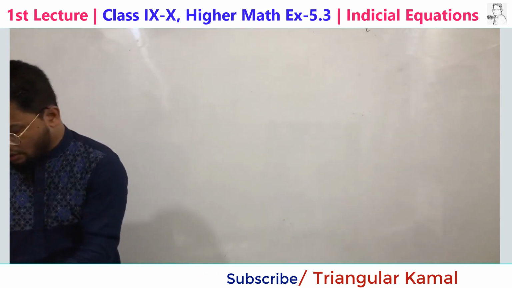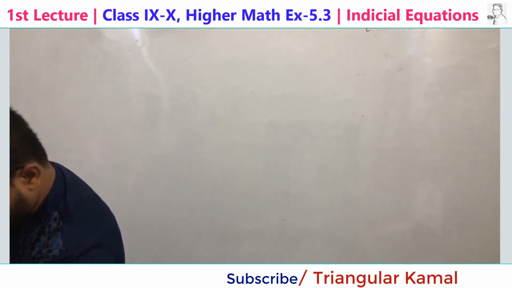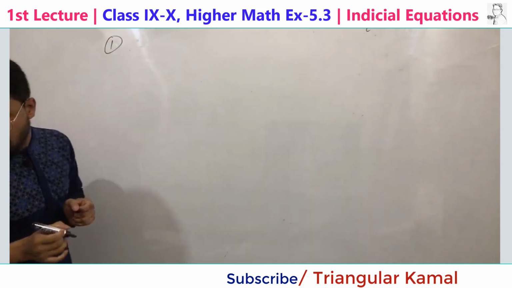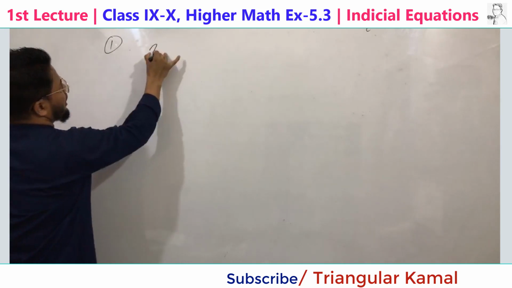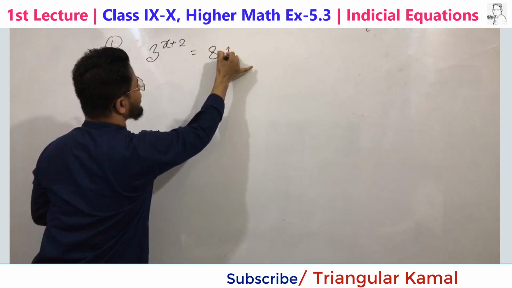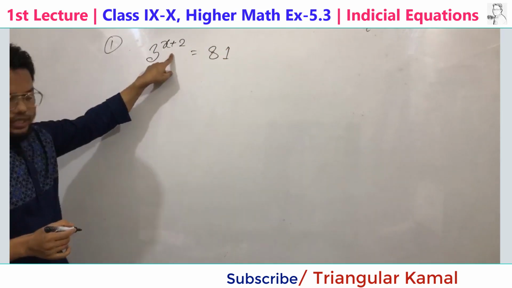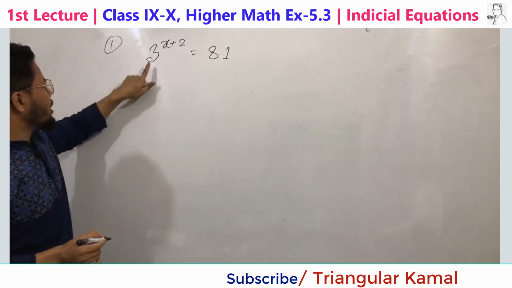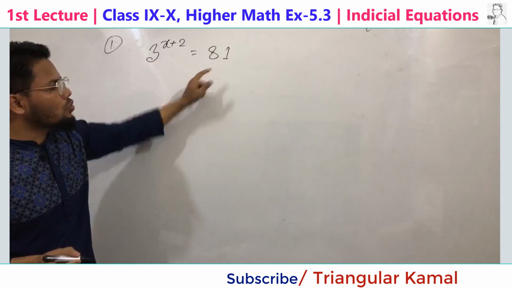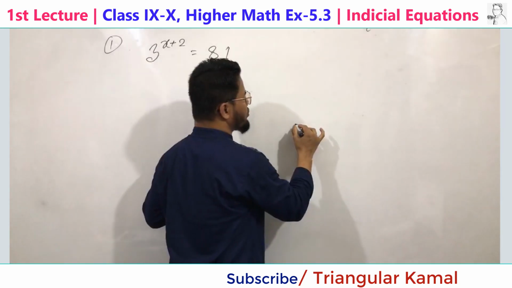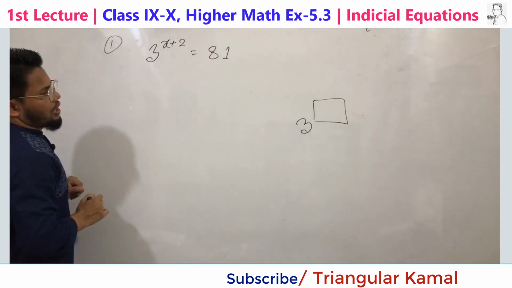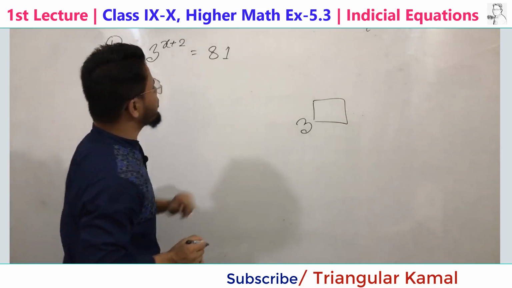First question, exercise 5.3 number 1. They have given 3^(x+2) = 81, and we have to find the value of x, or solve. So here we see the base is 3 and this is 81. So we will convert this numerical number 81 as a power of 3.